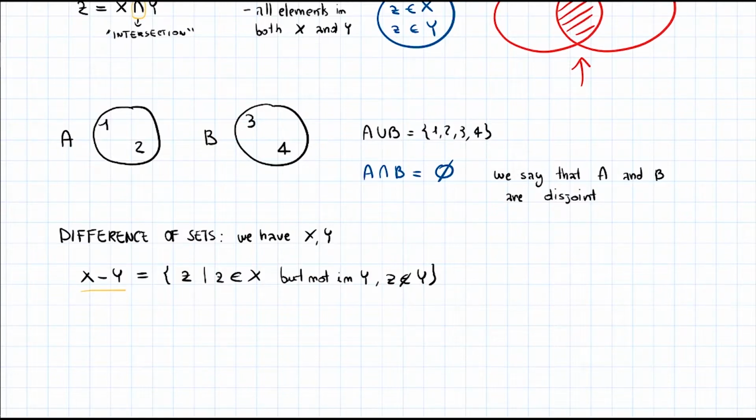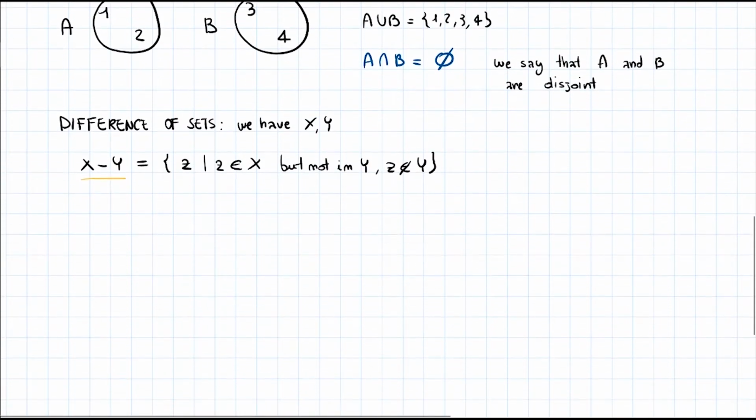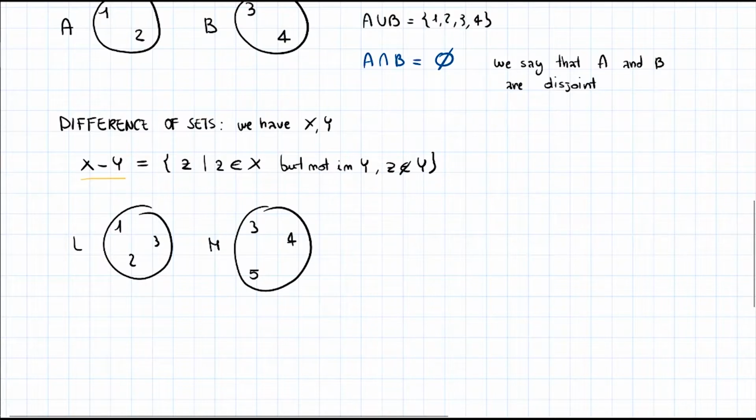If we take the example of before, where we have L and M, so L is composed by the elements 1, 2, and 3, and M is composed by the elements 3, 4, and 5. If we want to write L minus M, we know that these are all the elements belonging to L, but not in M. So it means that we have 1, 2, but 3 belongs to both, and so is not included in this difference of sets.